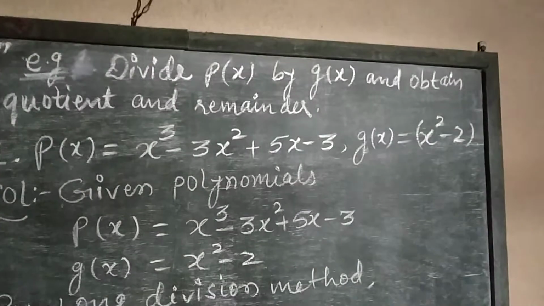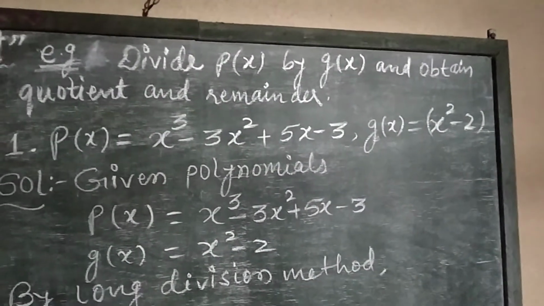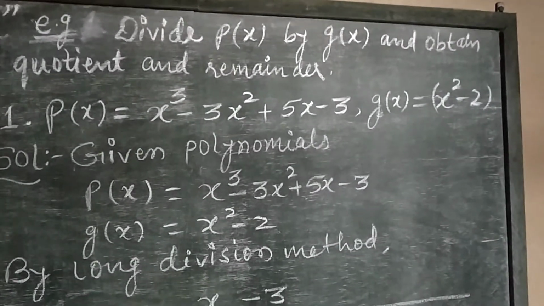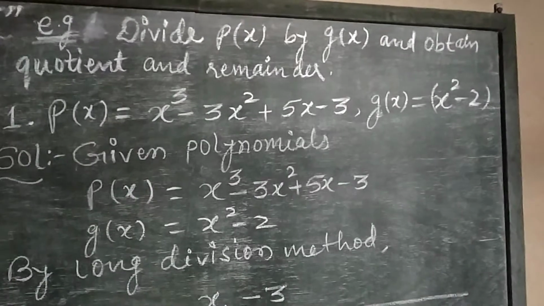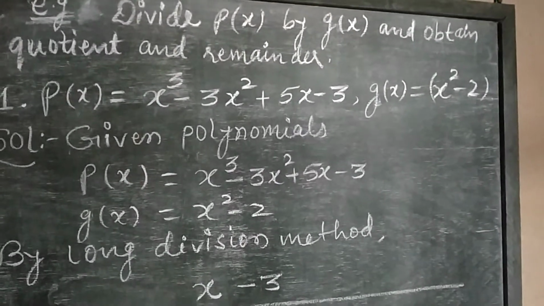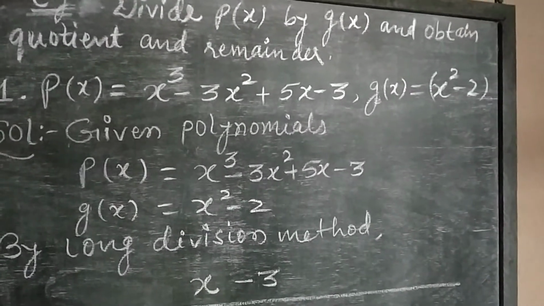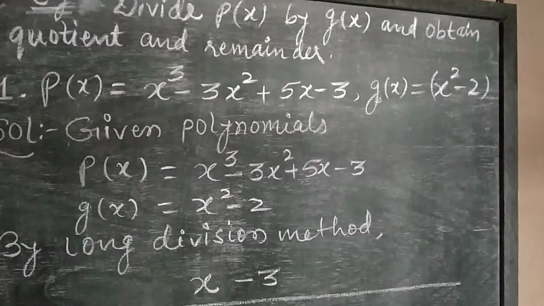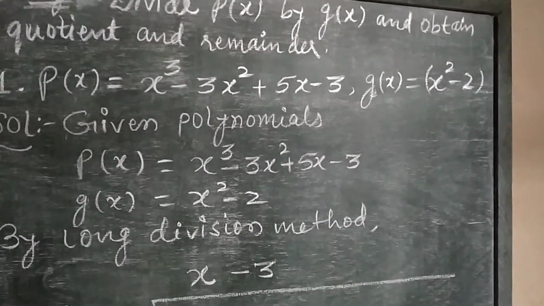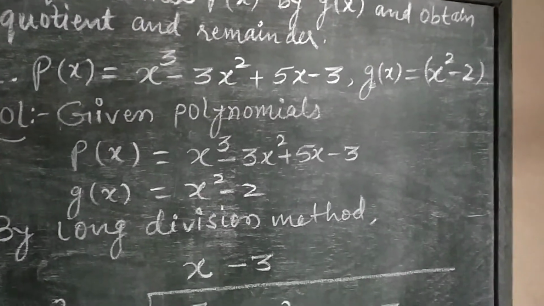The question is, divide p of x by g of x and obtain quotient and remainder. So p of x is given as x cube minus 3x square plus 5x minus 3, g of x equal to x square minus 2. So here the degree of p of x is 3 and the degree of g of x is 2. We always divide the polynomial of higher degree by the polynomial of less degree. Remember this thing. We cannot divide a polynomial of less degree by the polynomial of higher degree.